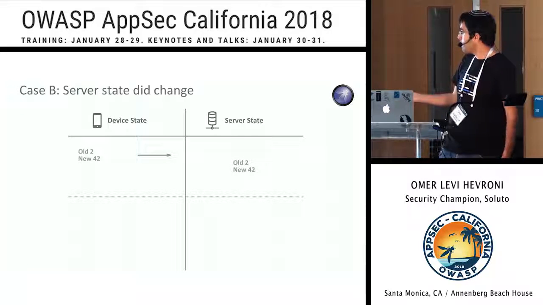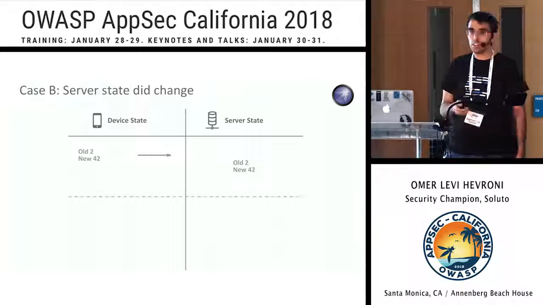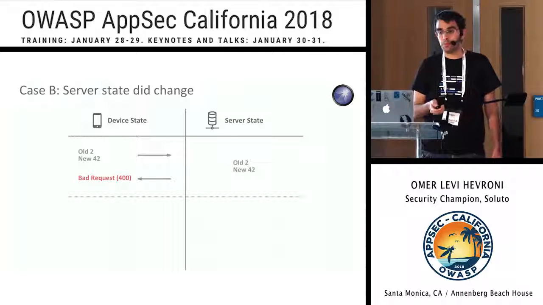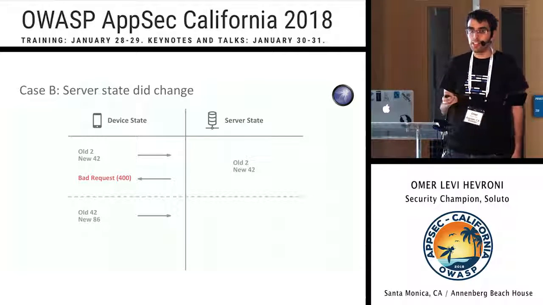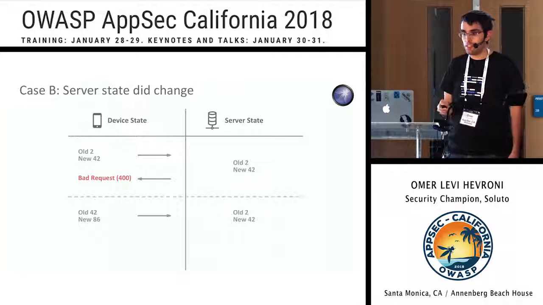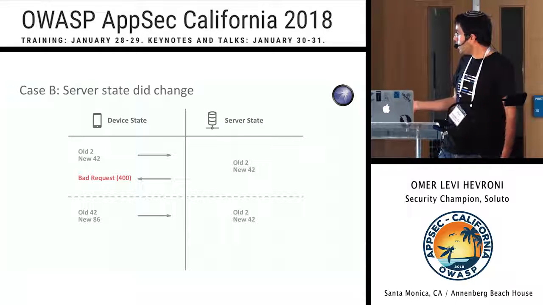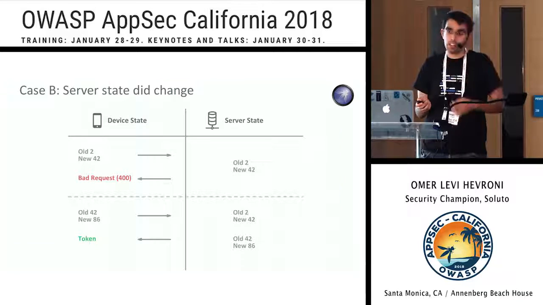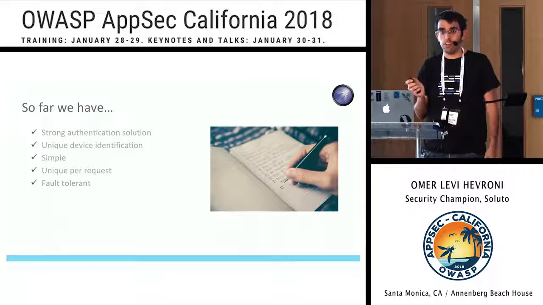You can see that the payload is totally equal, old equals old, new equals new. So the server will return bad request 400 to the client. The client is expecting to receive this 400, and in this case, the client will just roll the payload. And now, after rolling, the request is valid, 42, 42. So the server state will update, and the client will get a token. And this is how our protocol is fault tolerant.